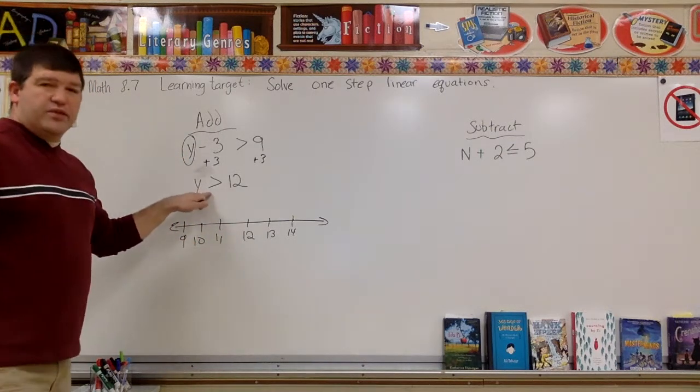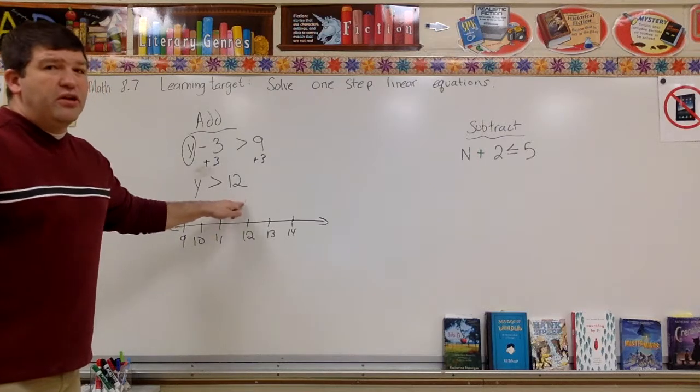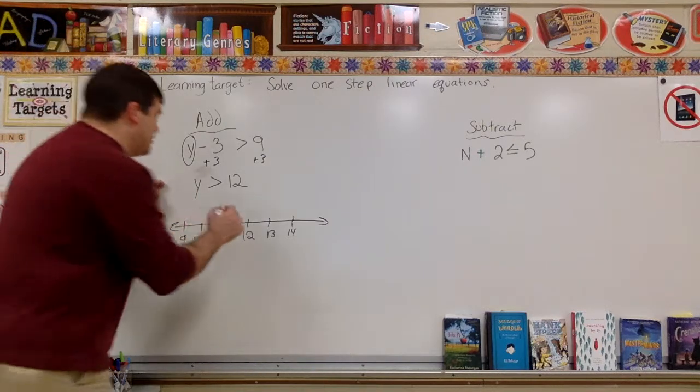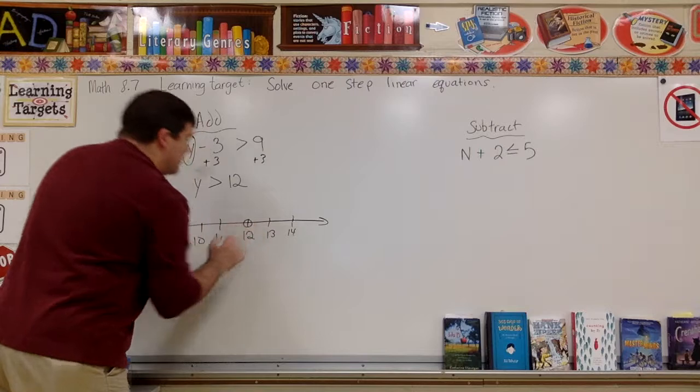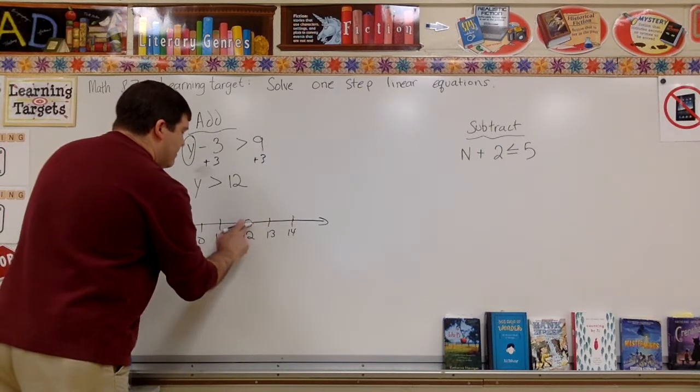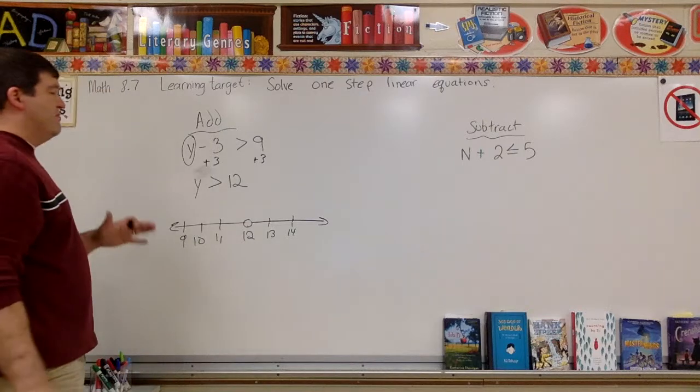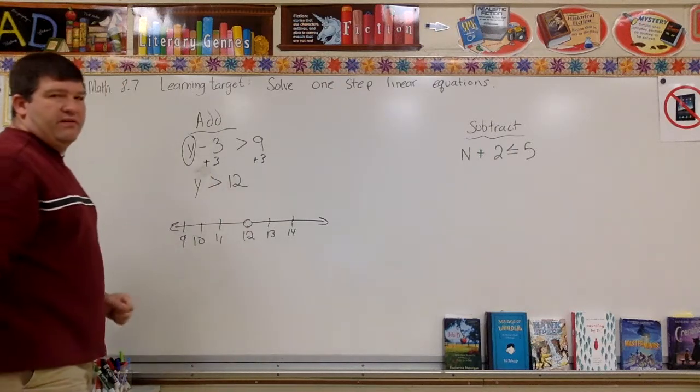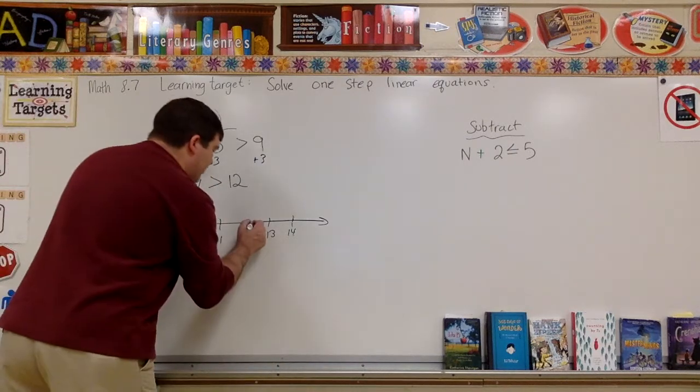Okay, so it's greater than, so it doesn't include 12. So it has to be a circle. It's not going to include it, it's greater than it. So it's not 12, but it starts at 12. Everything greater than 12.